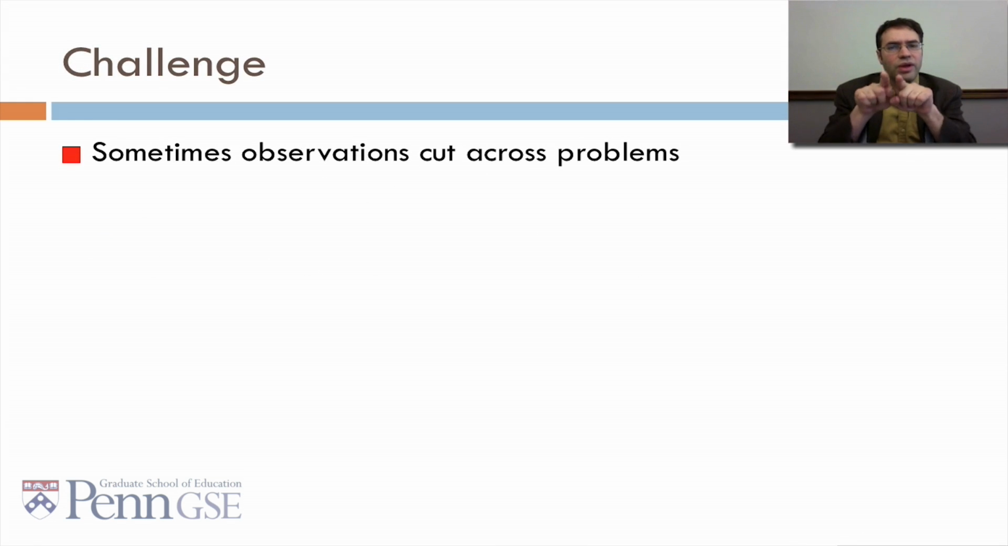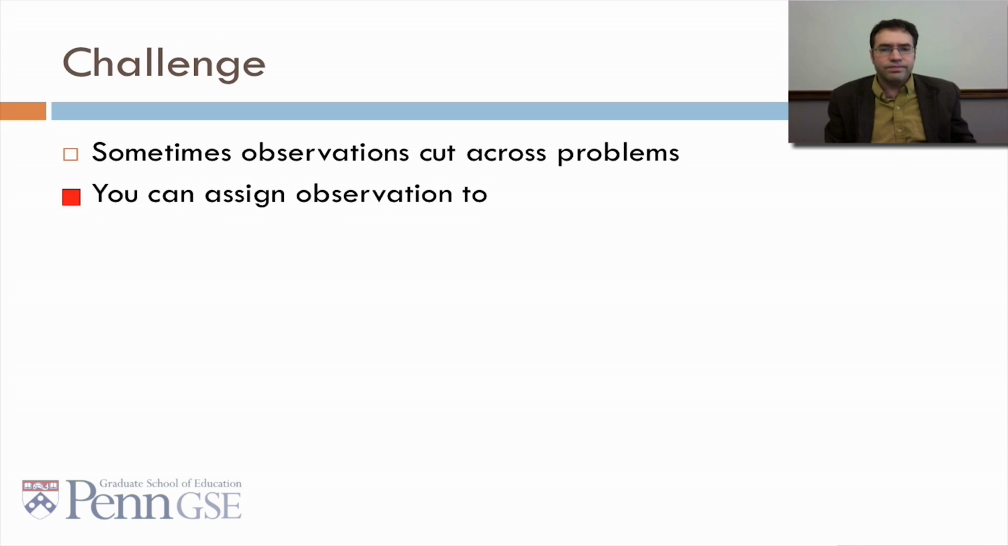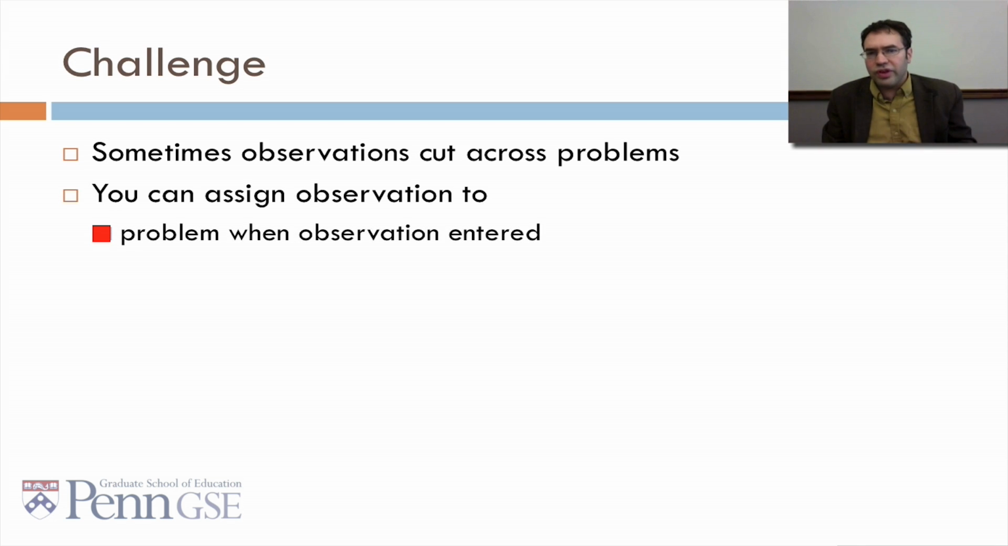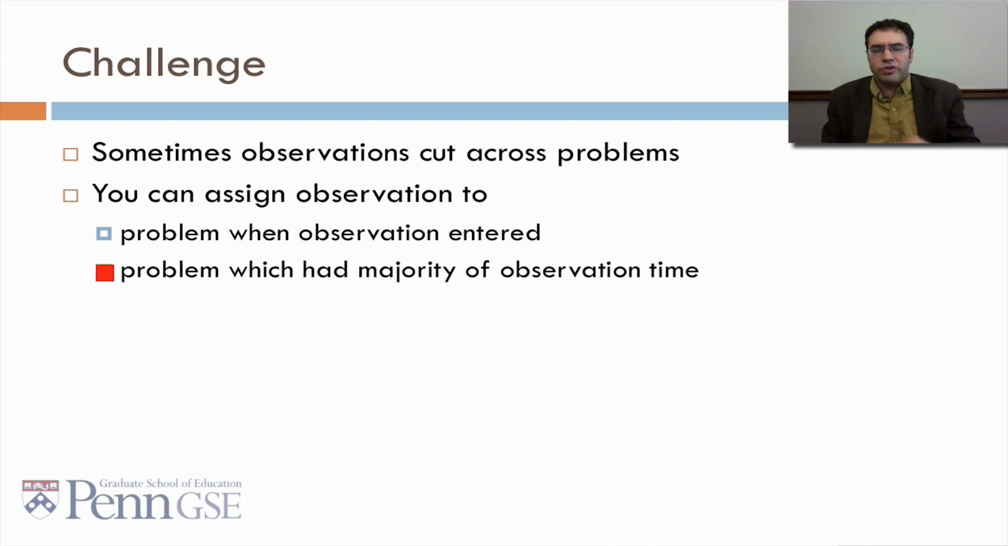The challenge is that sometimes observations cut across problems. This is less common and easier to deal with for lessons because, in particular, lessons often have a little pause between them, which means you don't get as much of the cross-cutting observation. But you definitely get observations where the student was doing 2 different problems during the observation. When this happens, you can assign the observation to the problem when the observation was entered, or the problem which had the majority of the observation time, as far as you can guess, or both problems.